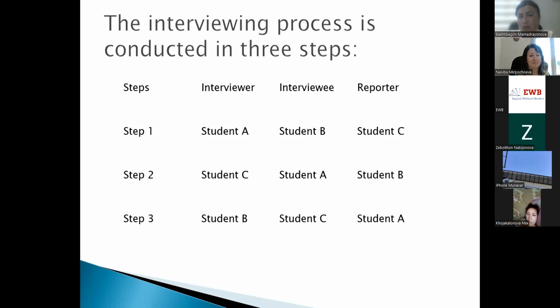How does it work? So, steps. Step 1: interviewer, student A; interviewee, student B; and reporter, student C. Then they change their places. In step 2, student C has the report because she took notes. The interviewee first asks questions to the interviewer, student B, and the reporter will take notes. Then student C in step 2 gives the report to student A.